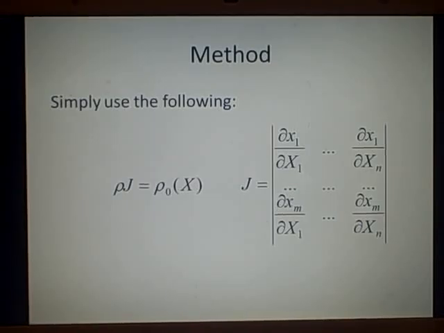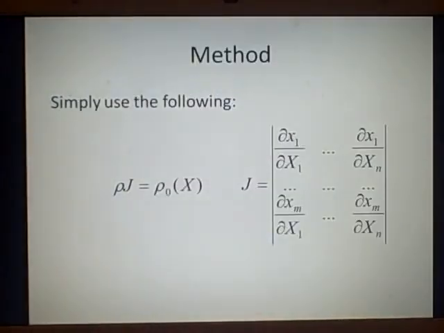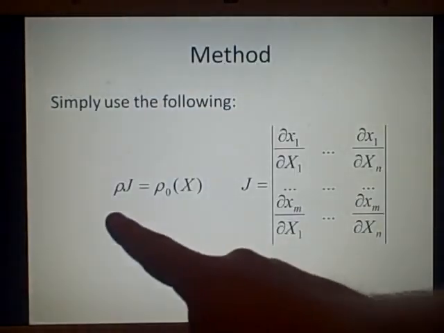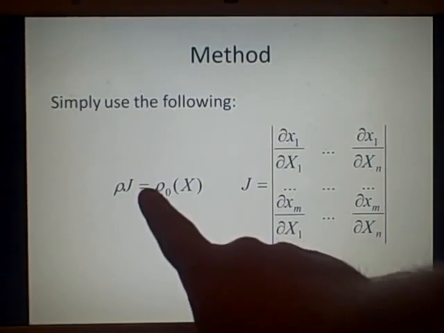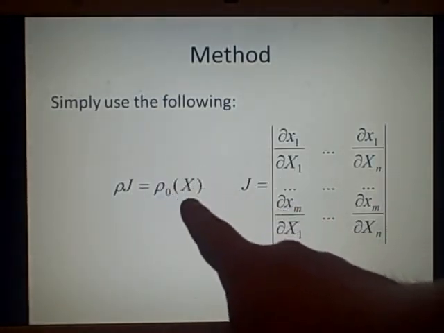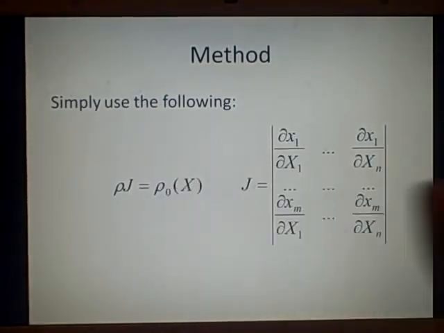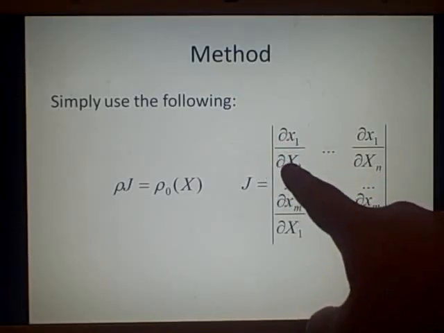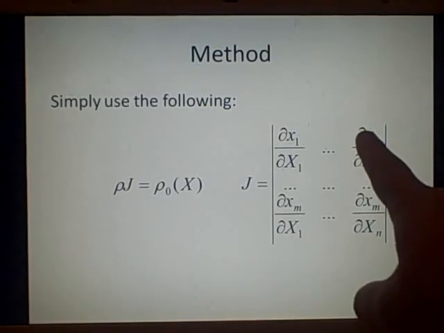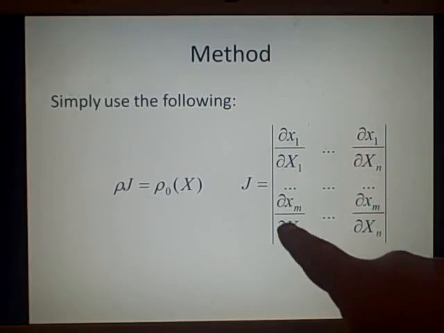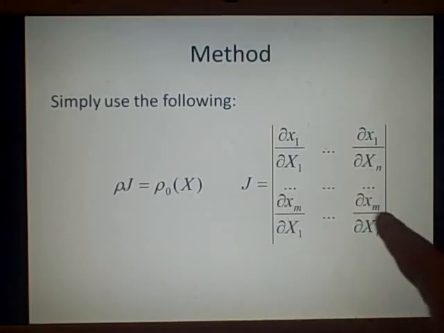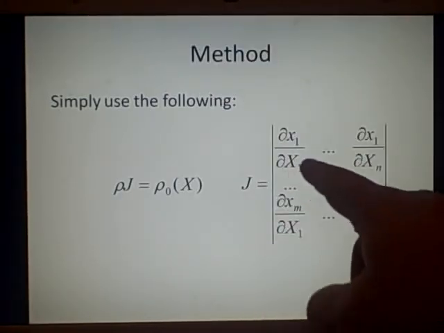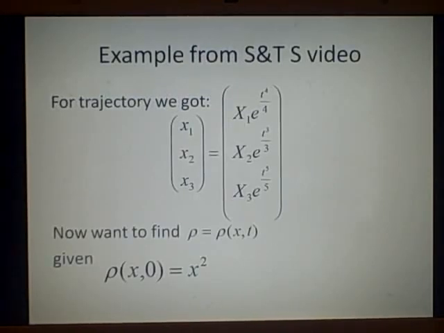Right, now the method. All you have to do to find the density, which is done in terms of rho, is use this here. This is saying that rho times the Jacobian is equal to rho at the origin, at the point using the points big X, and the Jacobian is here if you don't remember that. So you've got dx1 over dX1 all the way up to dx1 over dXn, and down here we're just changing the m's going across, so the little x is each row and the big X is each column.